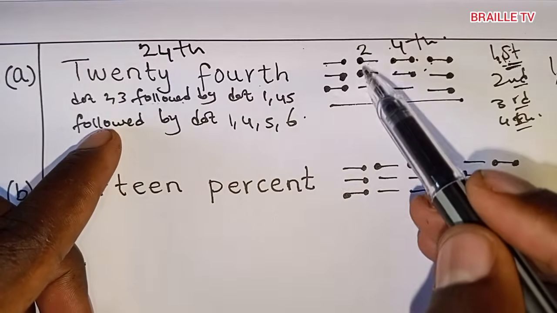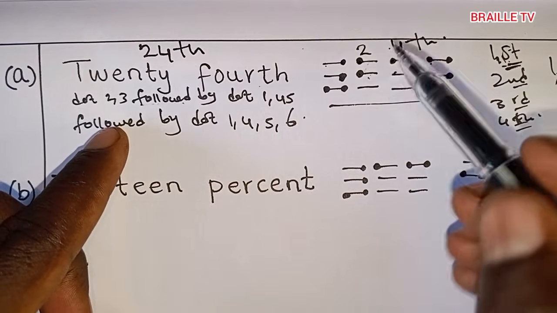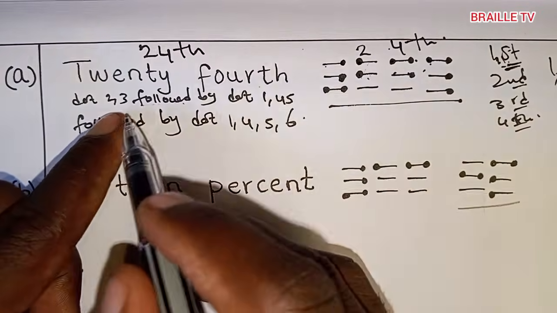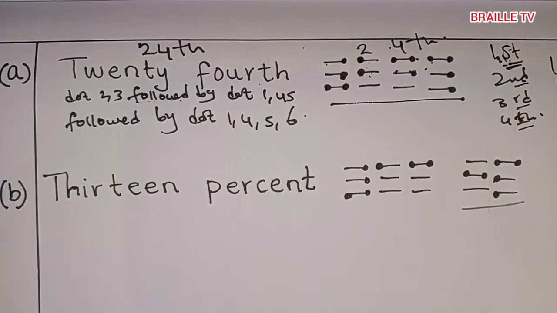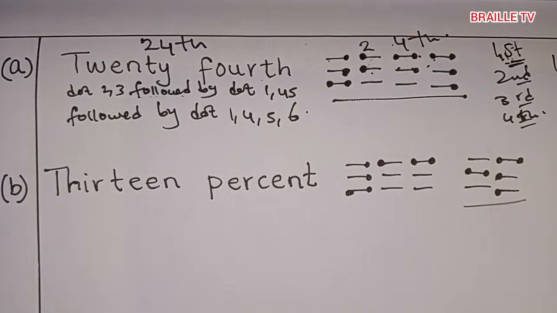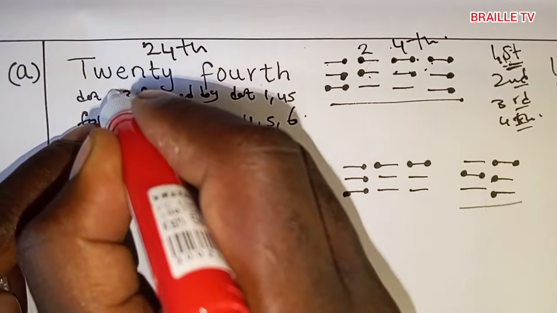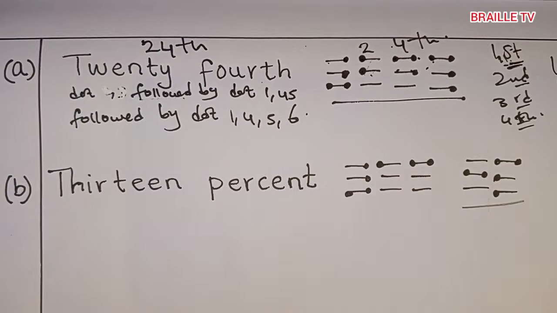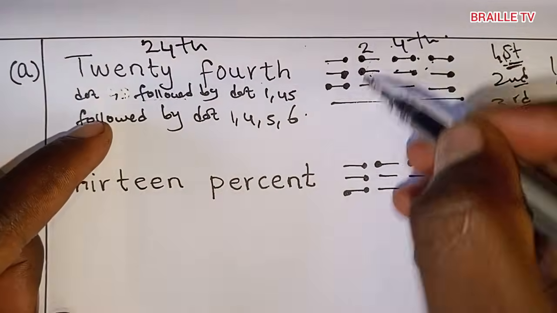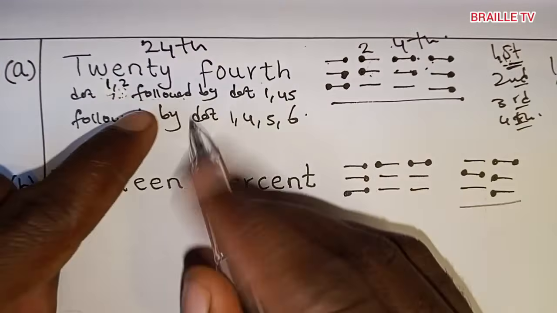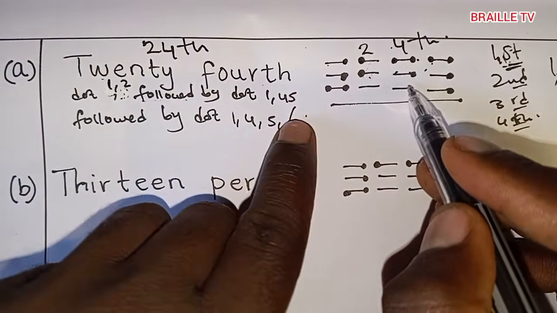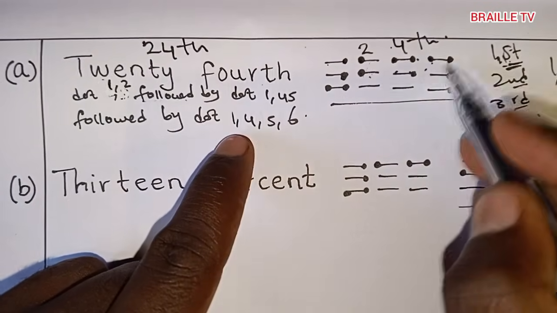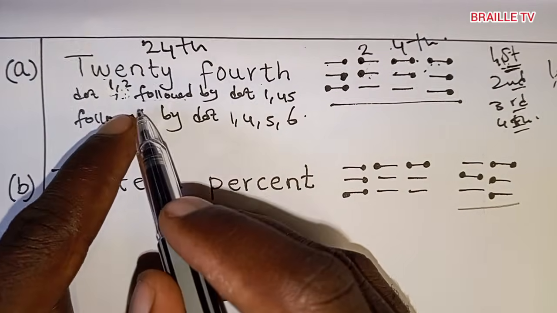Usiandike useme ati dot 4, dot 2, dot, okay, dot 1, 2. This is not dot 2, 3, sorry. This is not dot 2, 3. Please. Sorry for that. Let me get rid of that. This is dot what? This is dot 1, 2. It's here. Okay? Like this. So it is written like this. Dot 1, 2, dot 1, 2, followed by dot 1, 4, 5, followed by dot 1, 4, 5, 6. Yeah, it's okay. Hapa nilikuwa nimekosea kidogo, sorry for that.